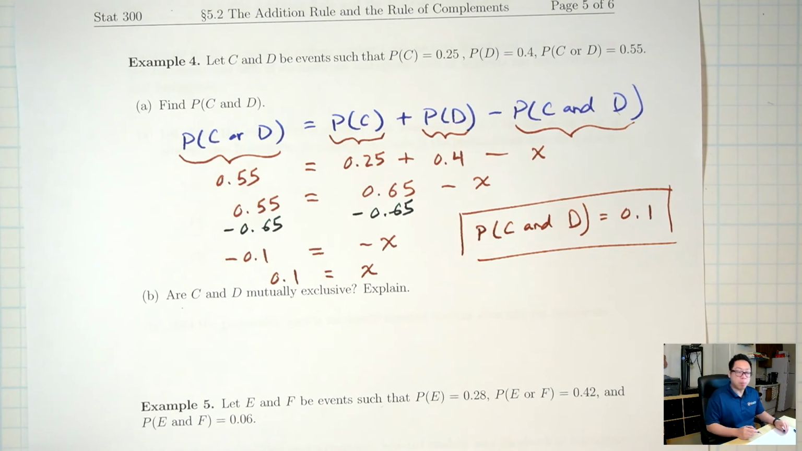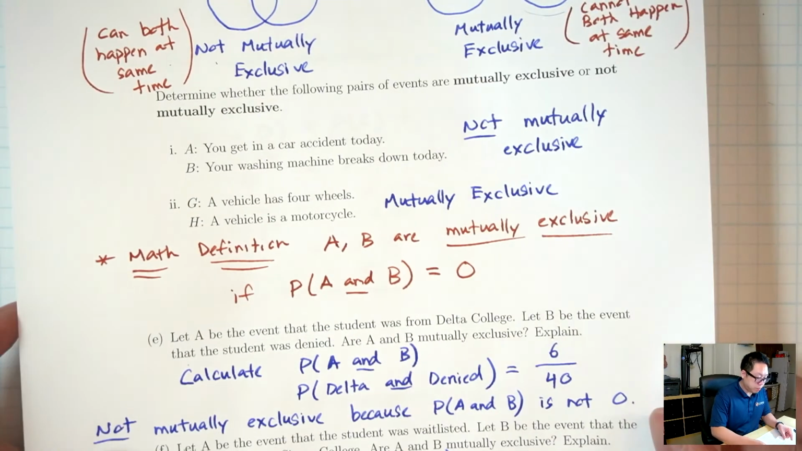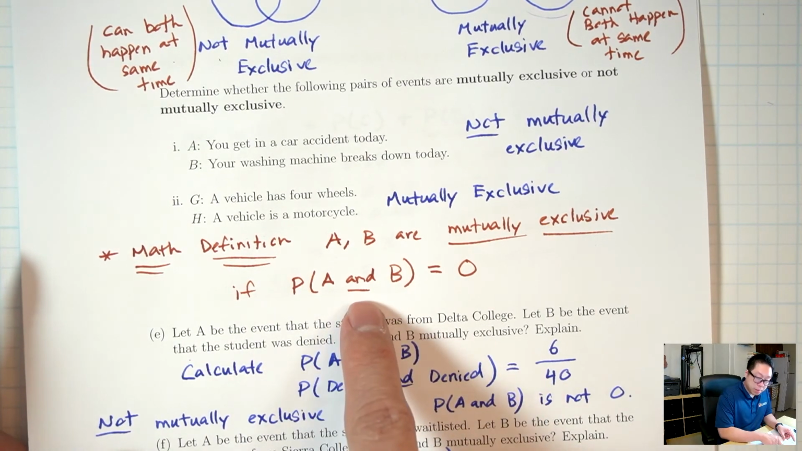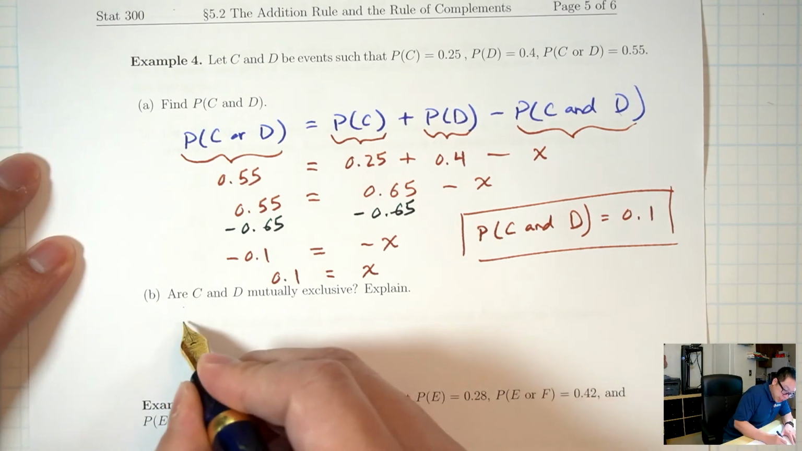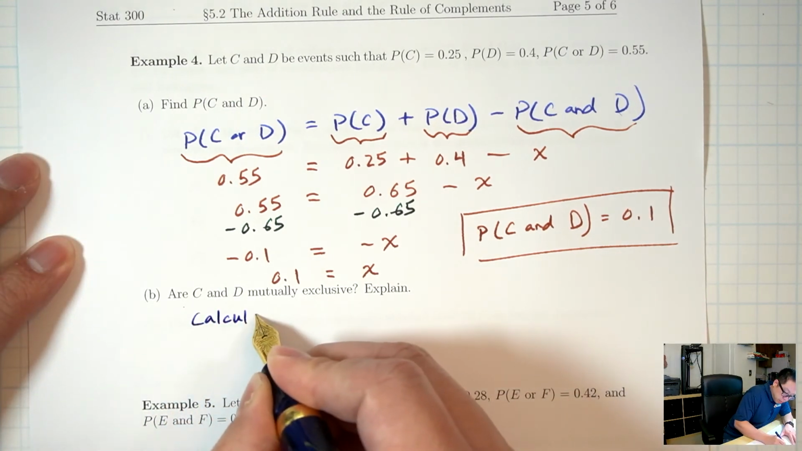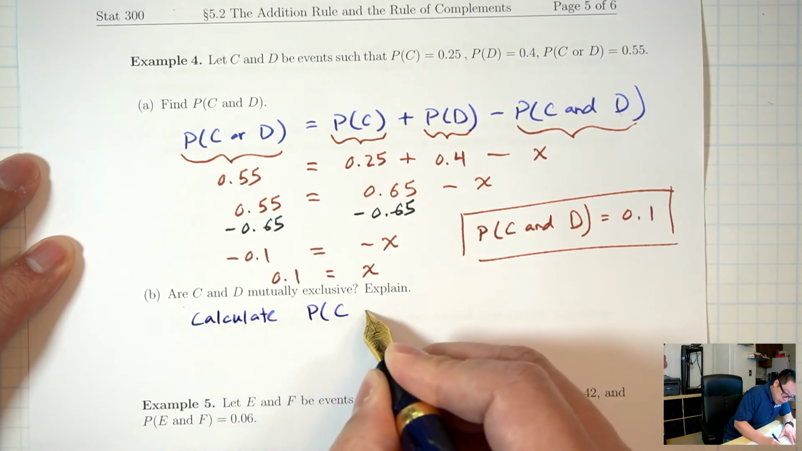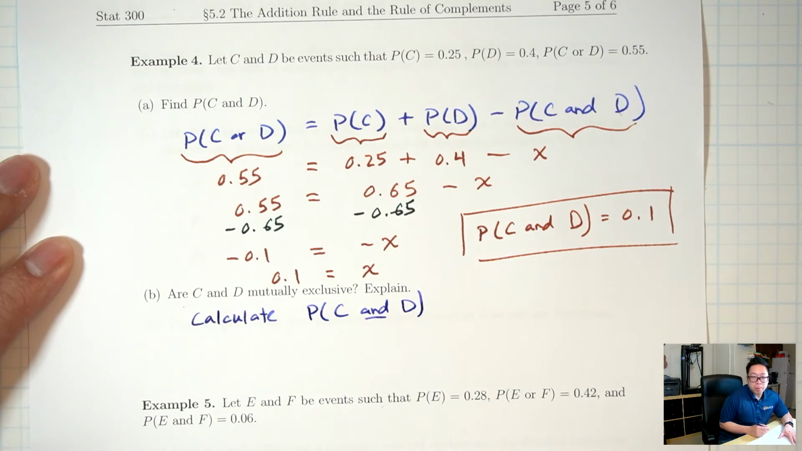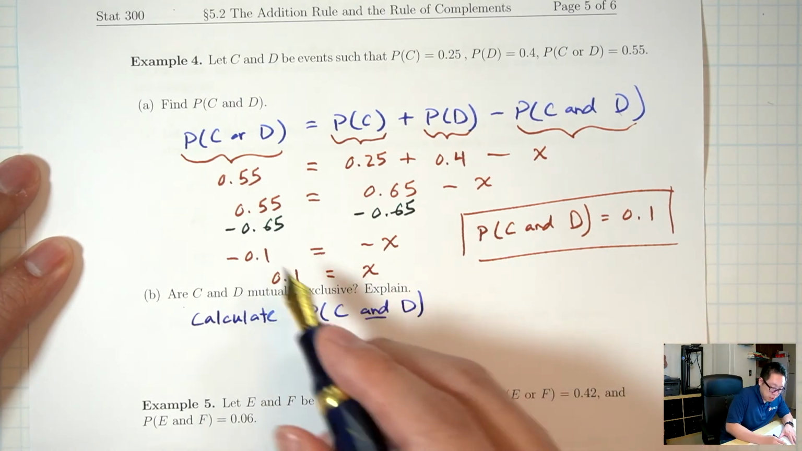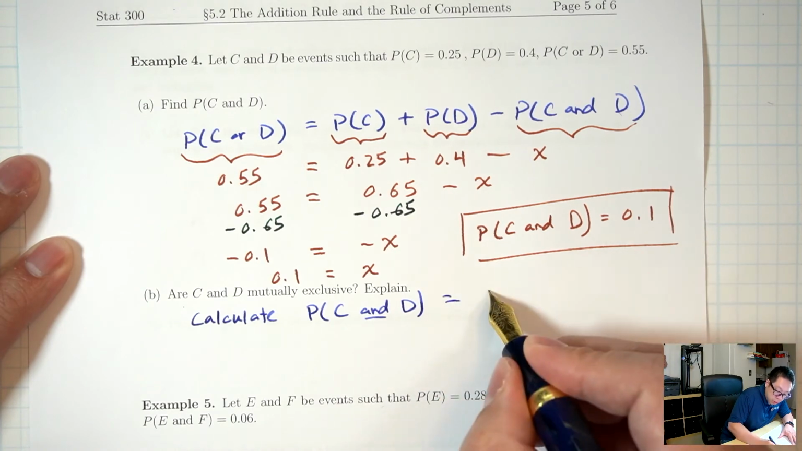Okay, part B. Are C and D mutually exclusive? Explain. All right, so anytime I'm asking for an explanation, I'm asking you to use the math definition, right? I want you to check the and, and check whether or not it's 0 or not. So what we're going to do here is calculate P of C and D. It's always and. We don't actually have to do anything because we already found it in part A, right? So P of C and D is 0.1.